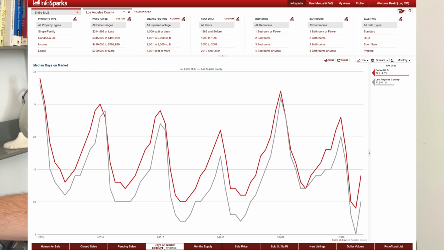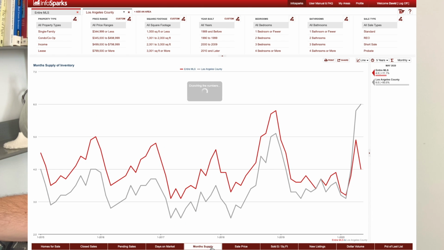Days on market, same thing. Month supply, same thing. This one jumped quite a bit here. So the entire MLS is 4 months of supply, but LA is 6. So that's kind of an interesting data point too.